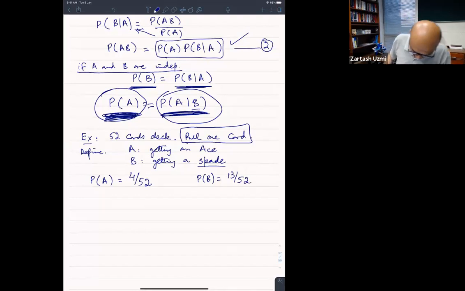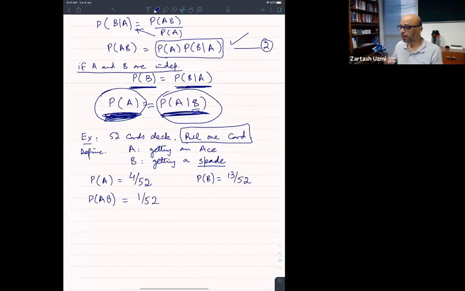Then you have probability of B as 13 out of 52. What is the probability of A intersection B, or A and B? Which means you get a spade as well as an ace. So which means you get an ace of spades. How many aces of spades are there? There is only one card which is an ace as well as a spade. Because of these 4 aces, one ace is for diamond, one is for clubs, one is for hearts, and the 4th one is for spades. So there is only one card which is ace of spades. So this is 1 out of 52.